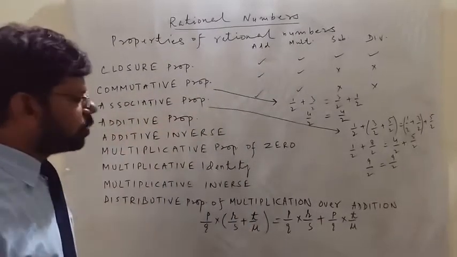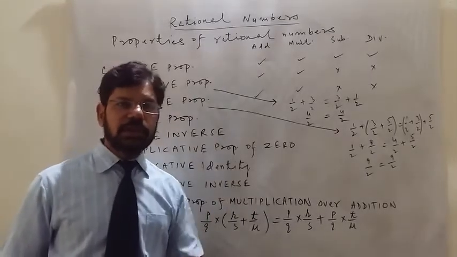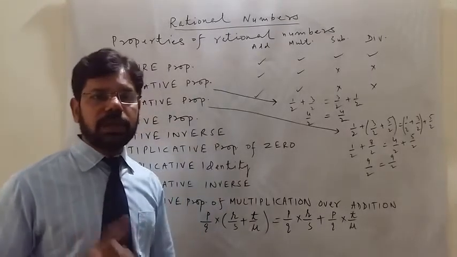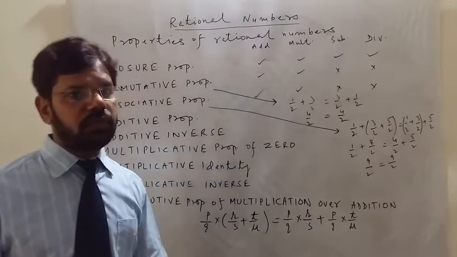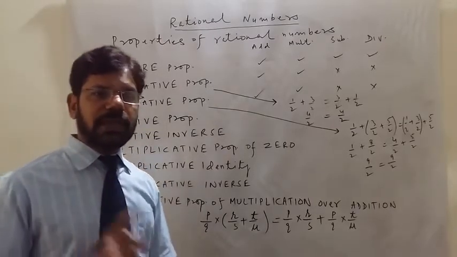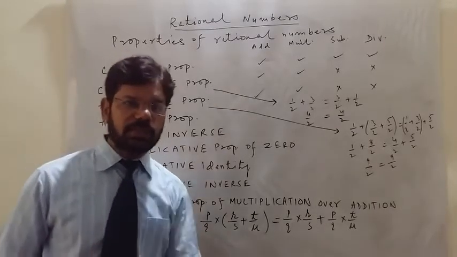Then additive property. Additive property means if you add 0 to any rational number, that would be the same rational number. If you subtract 0 from any rational number, the result would be the same.